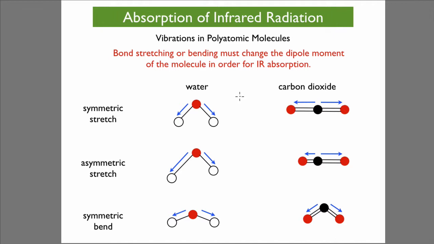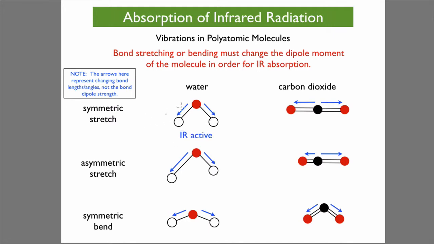Vibrations in polyatomic molecules. Bond stretching or bending must change the dipole moment of the molecule in order for infrared absorption. And there's different kinds. You can have a symmetric stretch, asymmetric stretch, and symmetric bends. Okay, let's have a look at a few of these. Before that, note that these arrows aren't representing bond dipole strength. I know we're used to seeing arrows doing that. In this case, the arrows are representing change in bond length and angle.